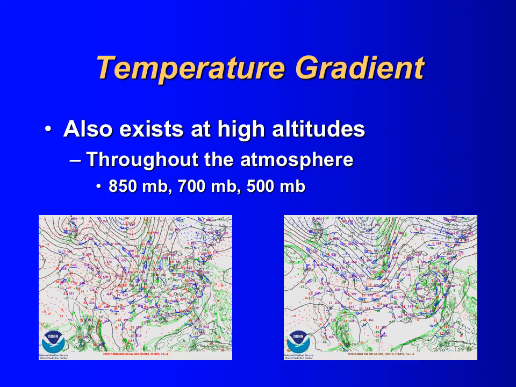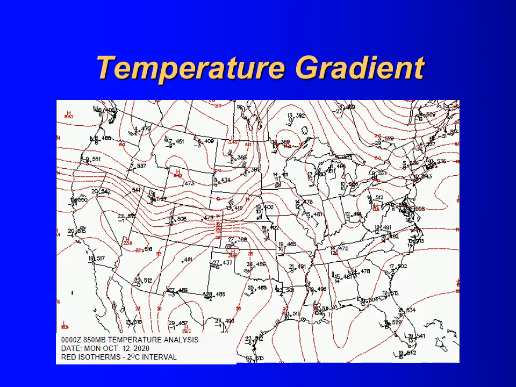You also see temperature gradients higher in the atmosphere. You can see them on the 850 millibar map, the 750 millibar map, and sometimes also on the 500 millibar map. Temperature gradients with fronts do extend through the atmosphere, but remember that fronts slope, so you won't find the position of the 850 millibar front right on top of the surface. It'll slope a little bit with the front.